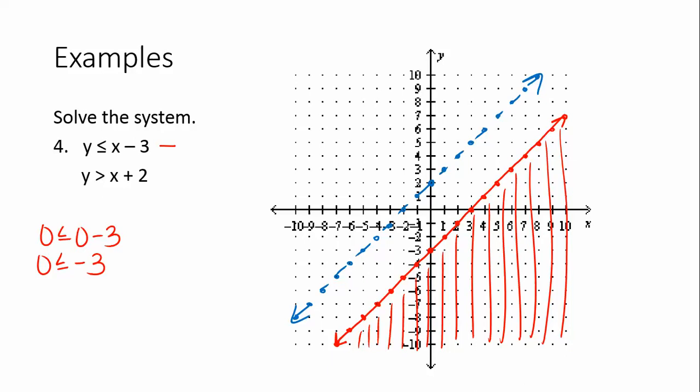I can pick 0, 0 as a test point because my line does not go through 0, 0. So I get 0 is greater than 2. That is not true. So I don't want to shade down below the line where 0, 0 is. I want to shade up above.